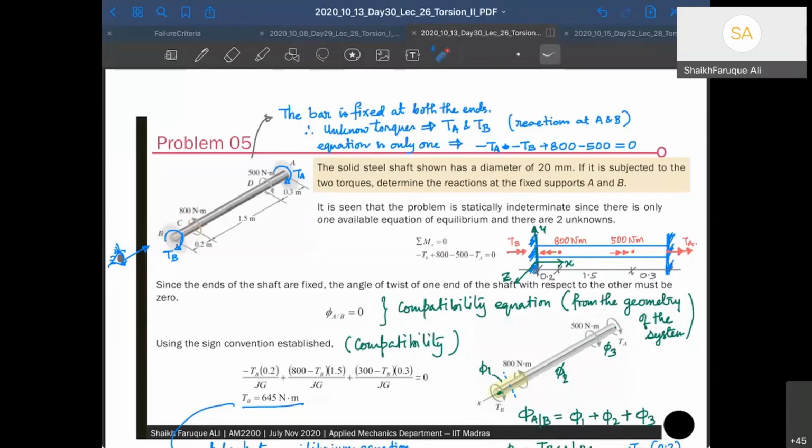Similarly, TD is along the direction of TB, so it's going to be that direction. And TA is along the direction of TD, so again it's going to be this direction, right? Clear? Now I can write the equation.